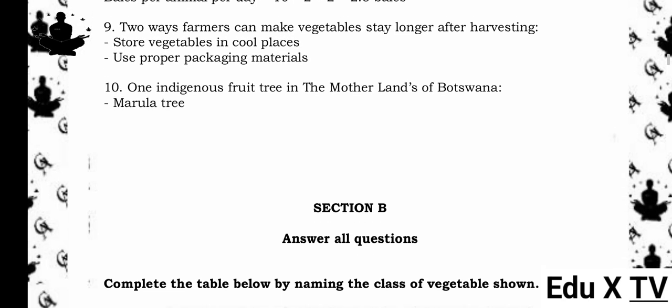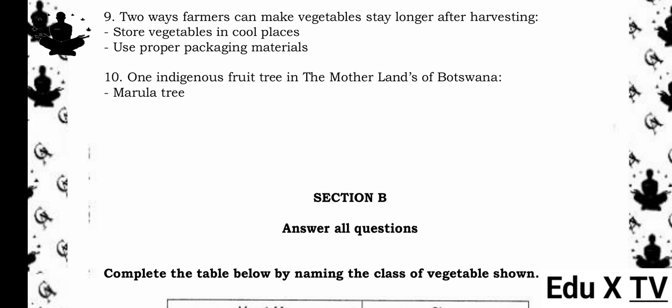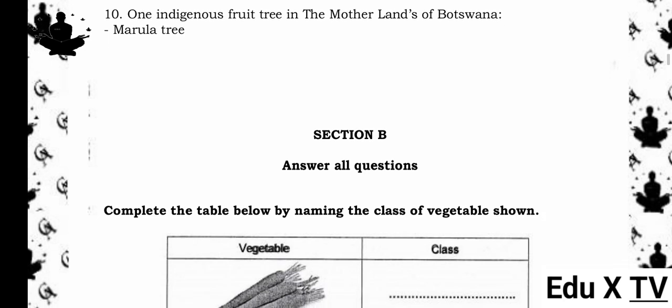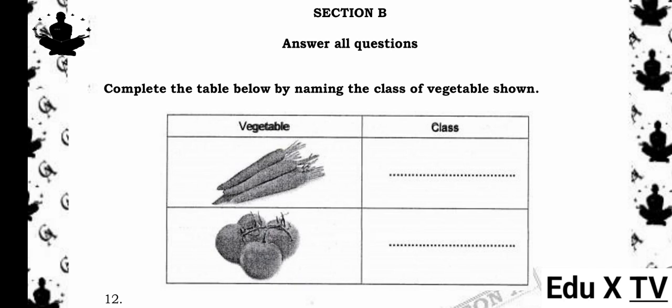9. 2 ways farmers can make vegetables stay longer after harvesting. Store vegetables in cool places. Use proper packaging materials. 10. 1 indigenous fruit tree in the motherlands of Botswana. Marula tree. Section B. Answer all questions.